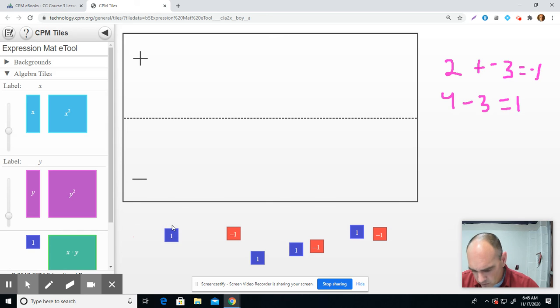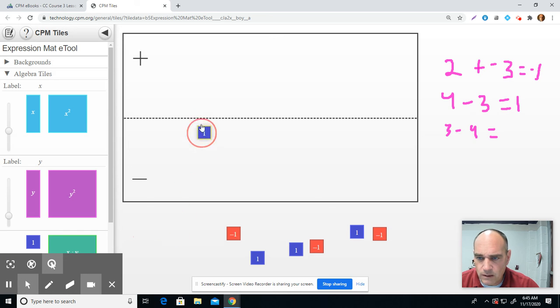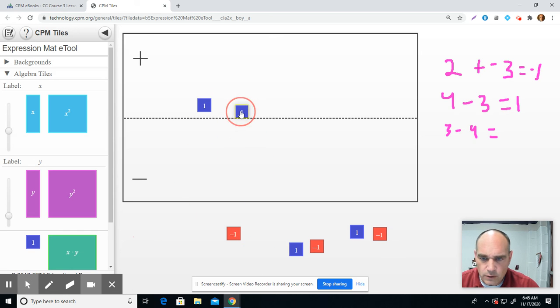All right. So the next one that we want to do is let's just switch these numbers around and see what happens. So this time we're going to do 3 minus 4, equals. Once again, we start with 3 positives, so they're going to go up here. So we have our 3 positives. Now we're subtracting 4, so we're going to put the stuff down here.